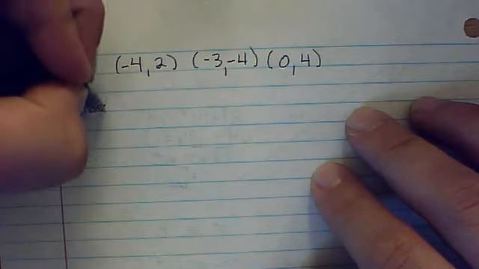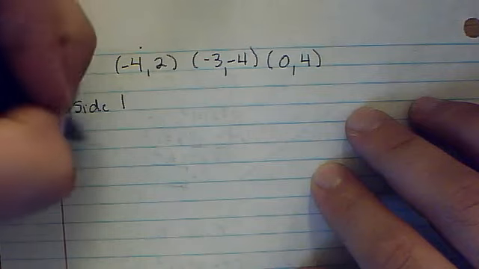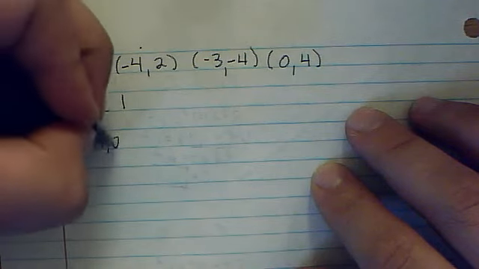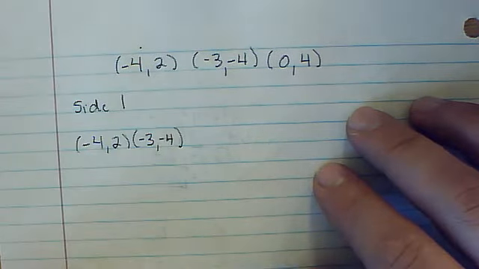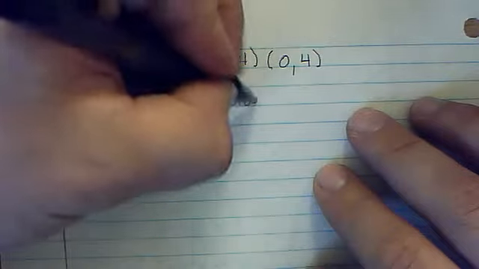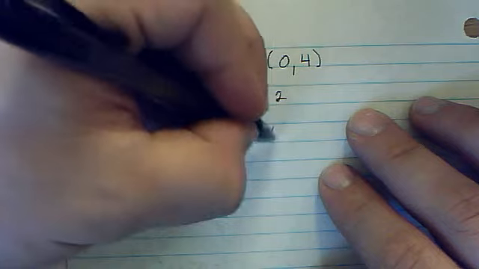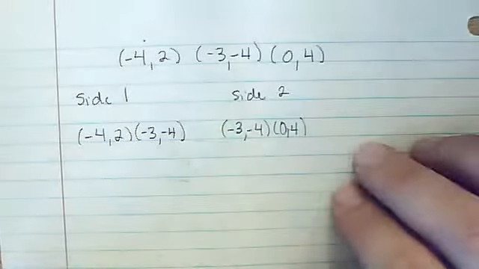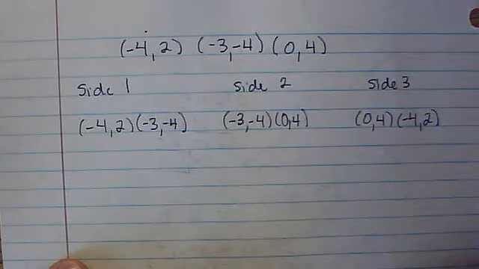So we're going to say that side 1 is represented by the distance between (-4, 2) and (-3, -4). Side 2 is going to be represented by the distance between (-3, -4) and (0, 4). And then finally side 3 will be represented by (0, 4) all the way to (-4, 2). So those will be my three different side lengths.